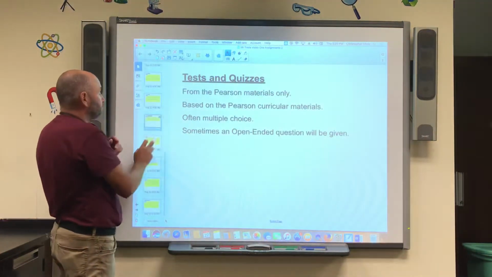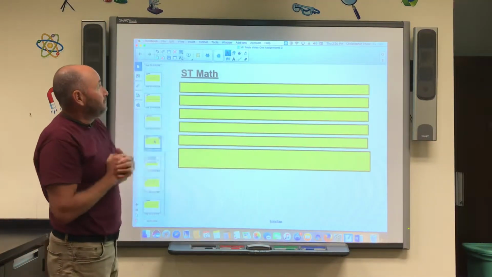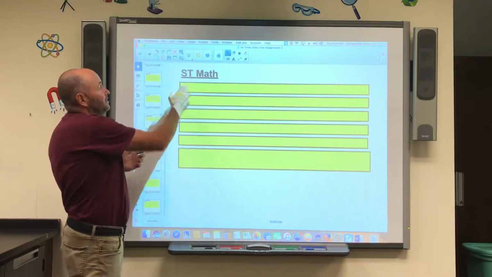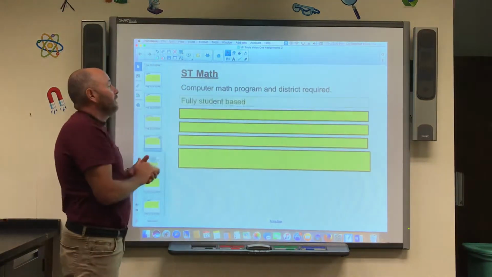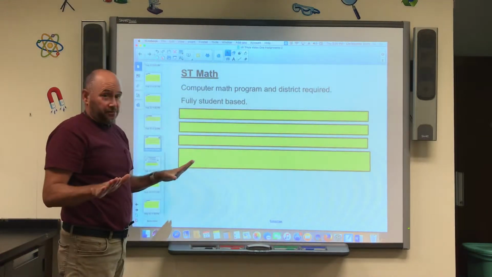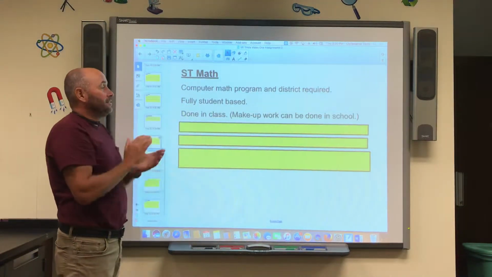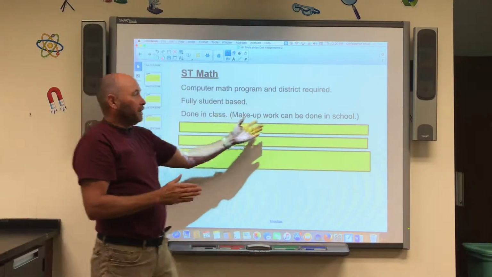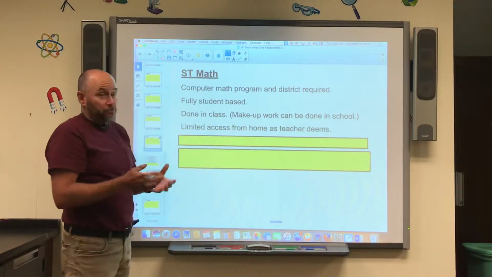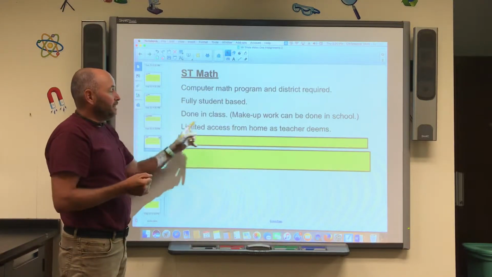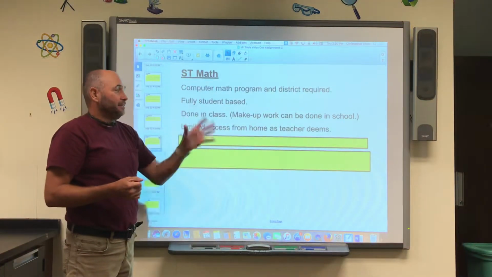All right, so those are some of the activities or assignments that you will see your children getting graded for. Now, I wanted to mention ST Math. ST Math is a computer math program and district required. It is fully student-based, okay? And it is done in class. Makeup work can be done in school during homeroom, study time, even after school homework help. It is limited access from home as the teacher deems.